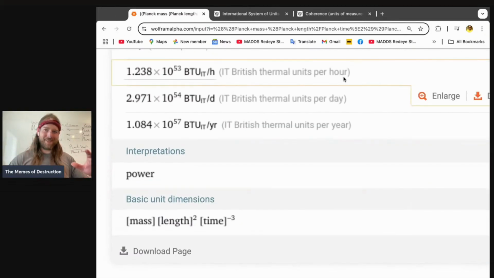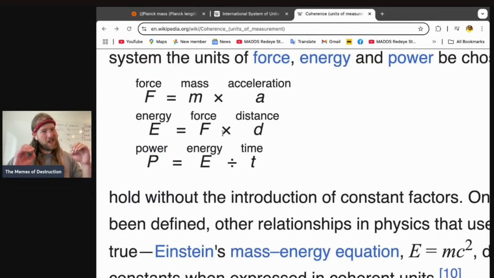So the whole point of this is once you have a coherent system of units and they can reference each other and you can go back and forth. Basically, once you get F equals ma, that force equals mass times acceleration, if you have coherent units, you should be able to multiply that force times distance to get energy, as well as take that energy and divide it by time to get power. And at this point, you now have a coherent system of units.